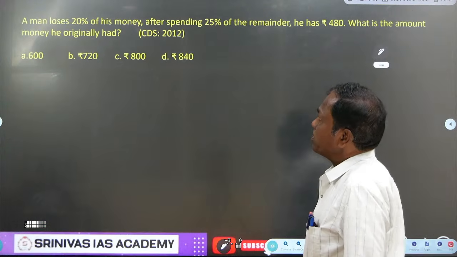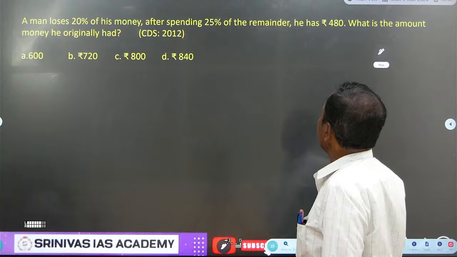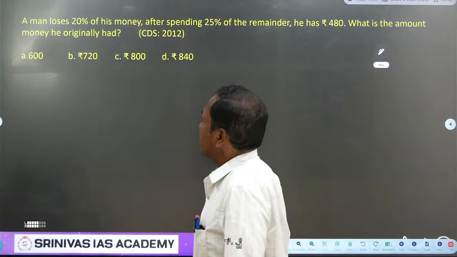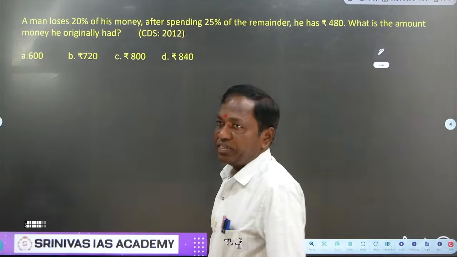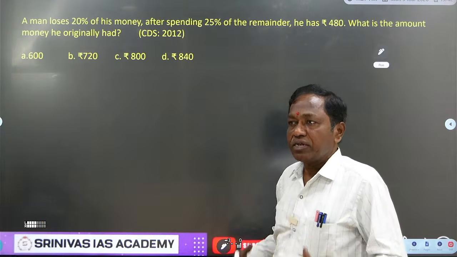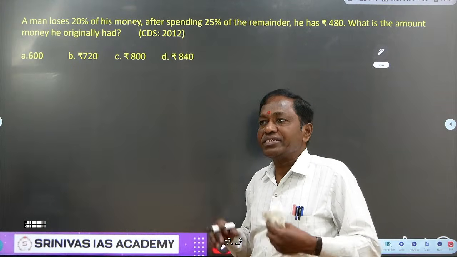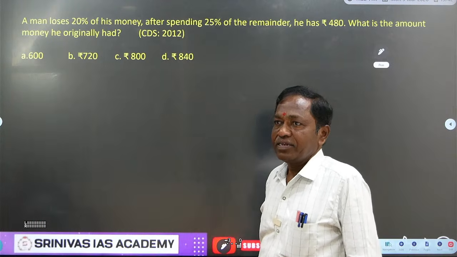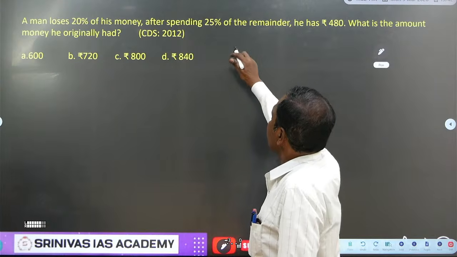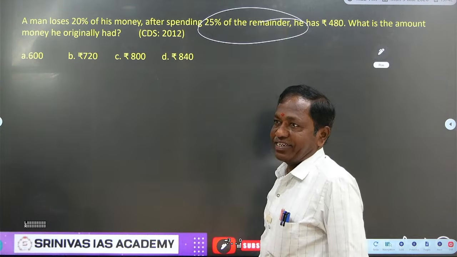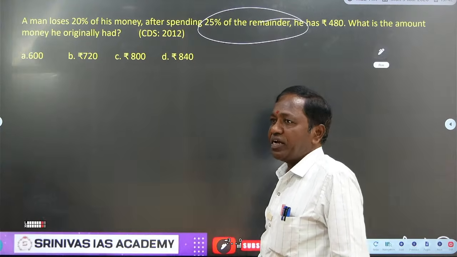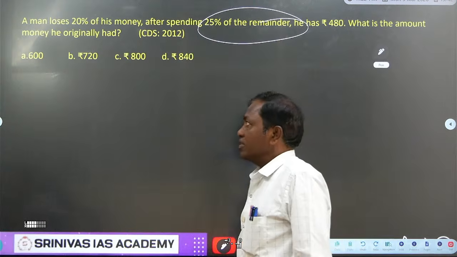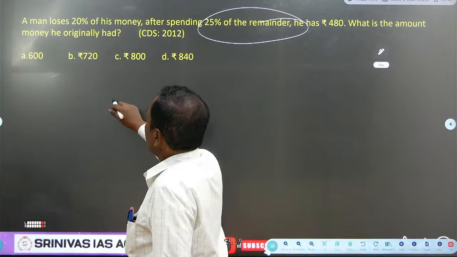A man loses 20% of his money. After spending 25% of the remainder, he has rupees 480. What is the amount of money he originally had? See, for example, whatever the money in my purse is equal to 100%. I lose 20%, how much am I left with? 80%. After spending 25% of the remainder, how much money am I left with? 25% of 80%. That is the thing. What is the original money?